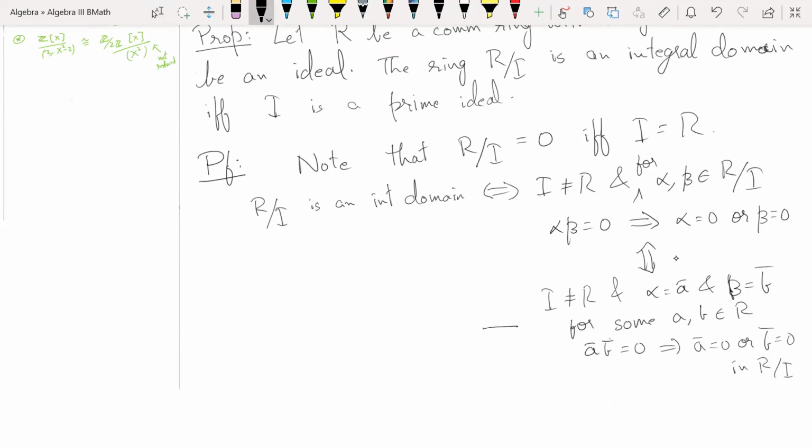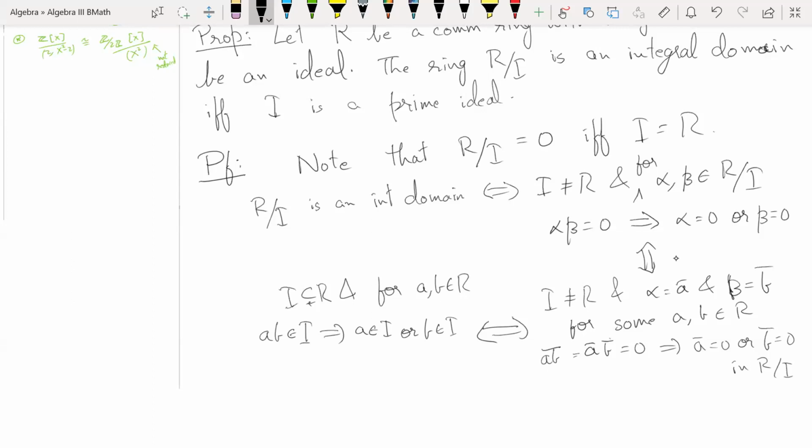So this is equivalent to saying I is a proper ideal of R, and for a, b in R, a bar b bar, which is ab bar, is 0 in R mod I. That tells us this is equivalent to saying that ab belongs to I. That implies a bar is 0 in R mod I, meaning a belongs to I or b belongs to I.